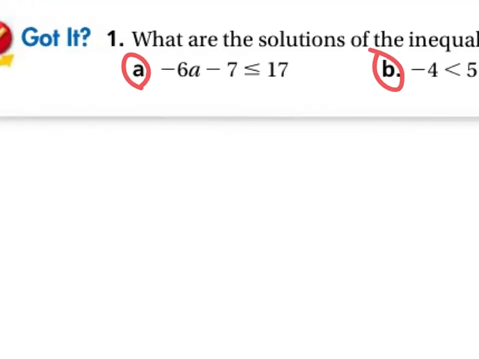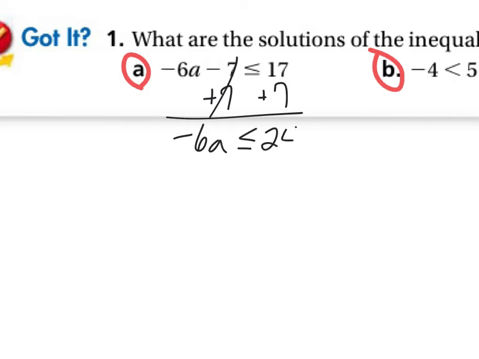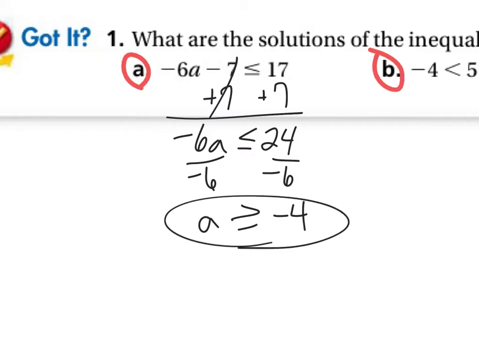So for number 1A, the first thing we can try is to get the variable term by itself. They're subtracting 7, so we can add 7 on both sides of the inequality. And then they're multiplying by -6, so we can divide by -6. When you divide by a negative, that's going to switch your inequality symbol around. And so the answer would be a is greater than or equal to -4.